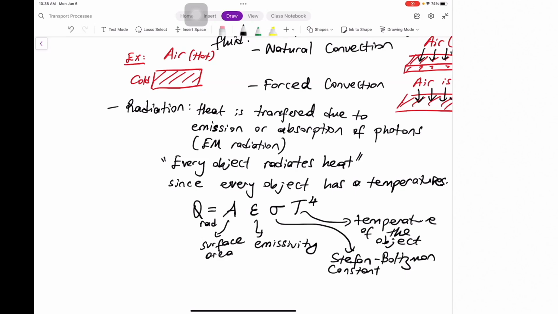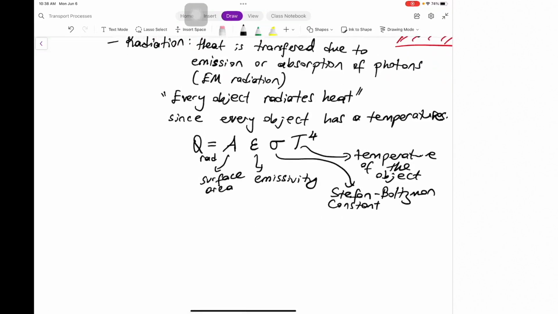Can you give me any everyday example where you actually observe this phenomenon? Anybody who can give me an example? Your phone? Yeah, our phone radiates, but it's not because of that. Like any object, for example, my coffee cup. It has some temperature and it radiates.